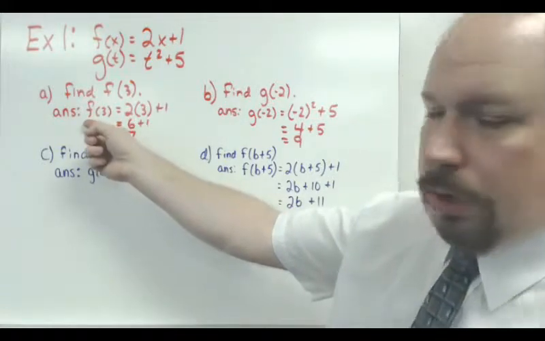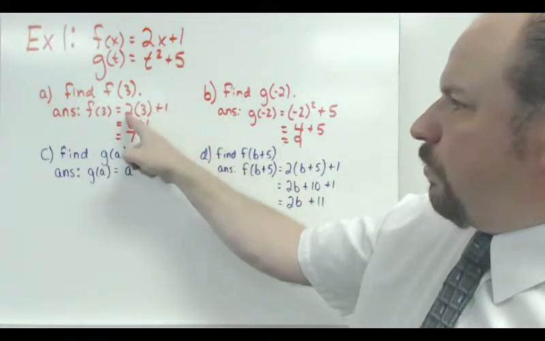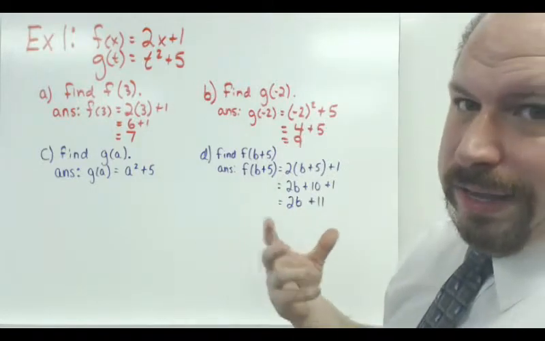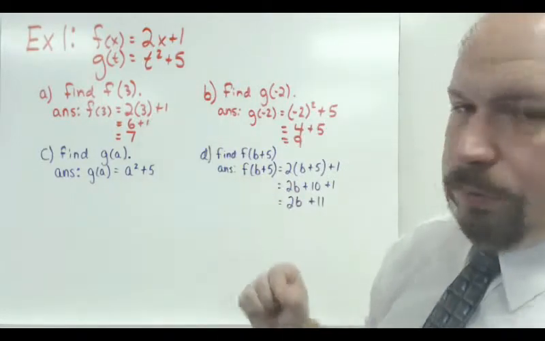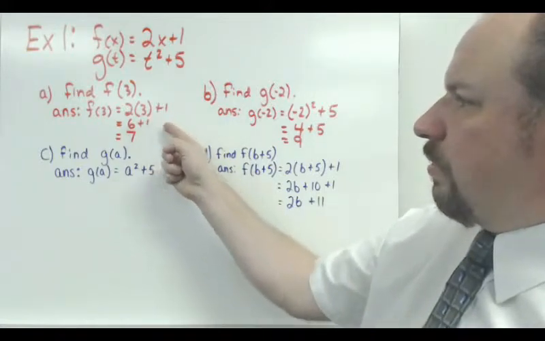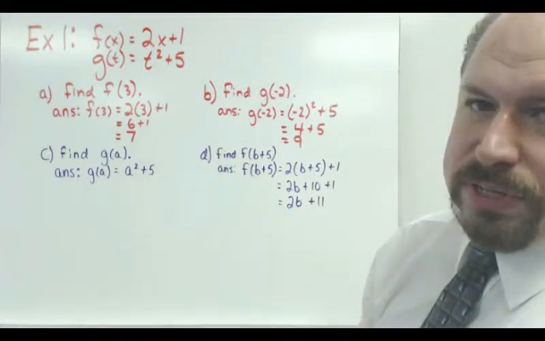So for our answer, we would say f of 3 is equal to, well, we bring down the function 2x plus 1, but since we're looking for what an x value of 3 would be, we plug in the 3 instead of the x. So now we can go ahead and start simplifying. 2 times 3 is 6, and 6 plus 1 gives us 7.